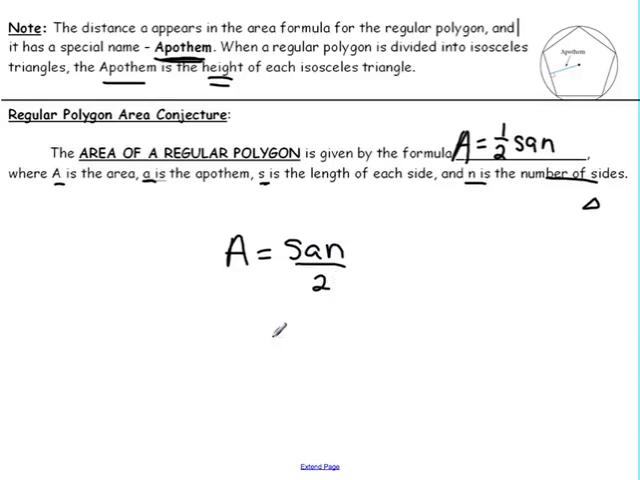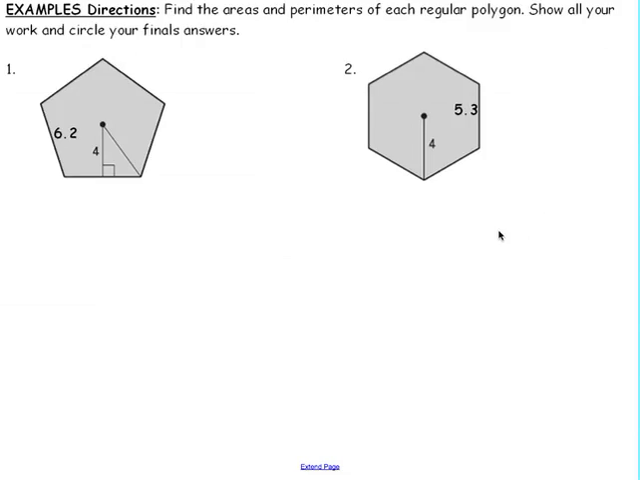And some books call the S something different. Sometimes they call it the length of the sides, so you'll see 1/2 lan sometimes, or lan divided by 2. What we're going to stick with is the formula up top here. Area equals 1/2 S times A times N.